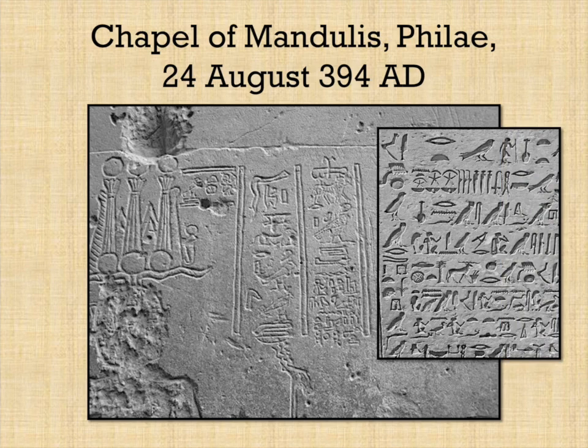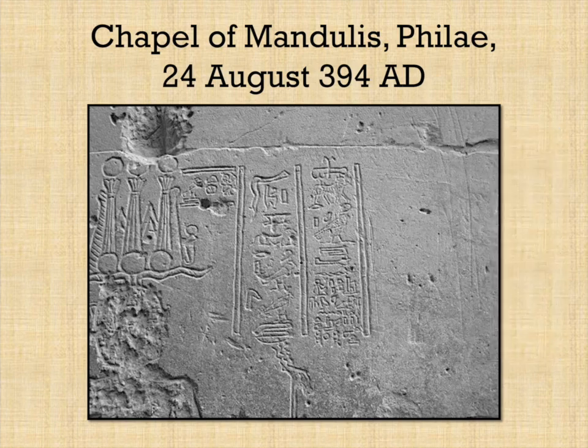Now look at that. This inscription was written in the chapel of Mandalus on the island of Philae on 24th August in the year 394 AD. Now what makes this piece of Egyptian carving, this piece of Egyptian writing, special? It's certainly not its artistic value.